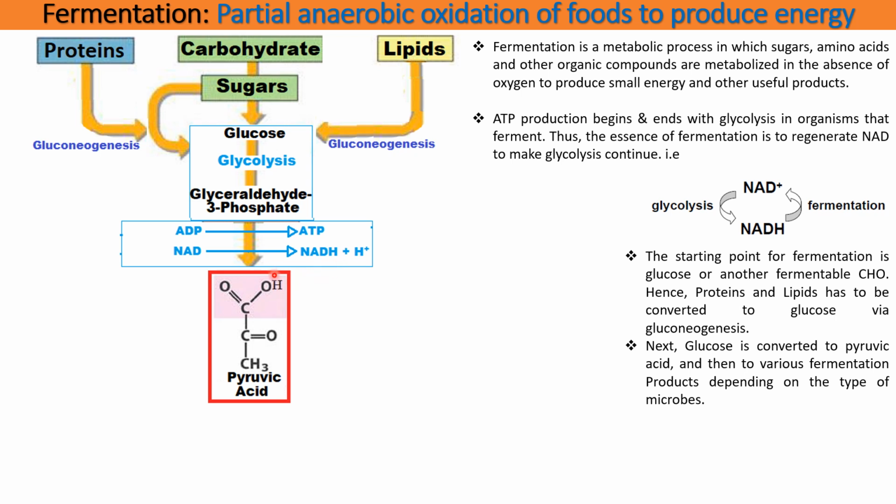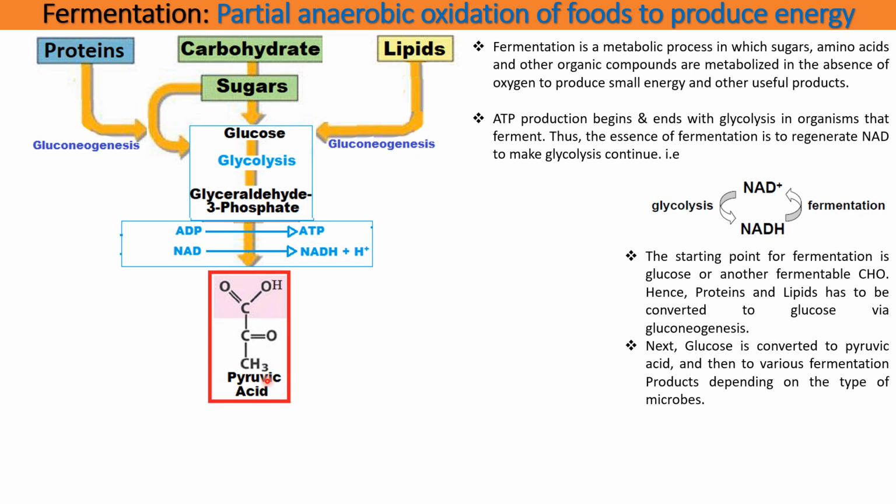Now, once this is produced, the pyruvate or pyruvic acid will proceed to fermentation pathways instead of Krebs cycle in the absence of oxygen, because the coenzymes in Krebs cycle cannot be generated in the absence of an electron transport chain that can oxidize them back to their oxidized forms. So depending on the microorganism, the pyruvic acid is converted to several fermentation products.